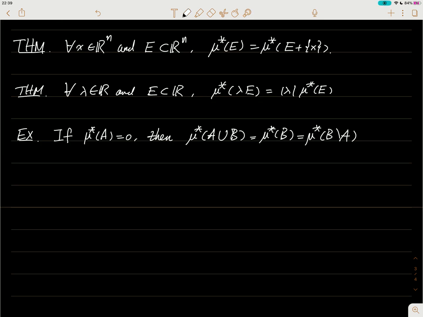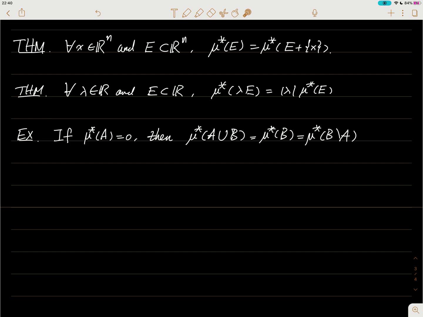Okay, next we give 2 results without proofs because they are very obvious. The first one is if we shift a set in Rn by some constant x, then the outer measure doesn't change. Say this is the E here, and you shift it by x to a new place, and the outer measure of this new set is the same as before. Right, that's easy to show.